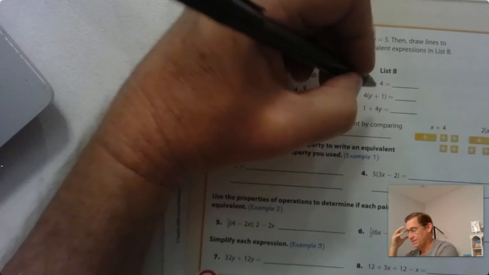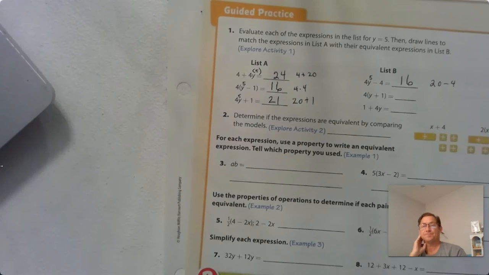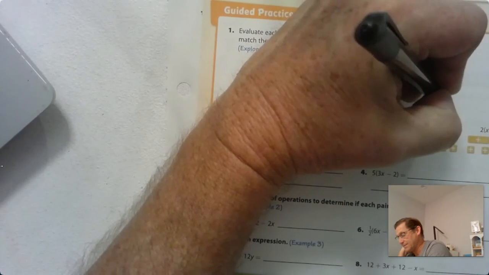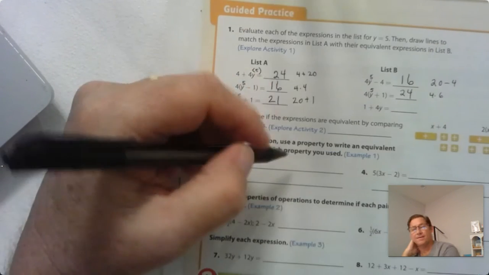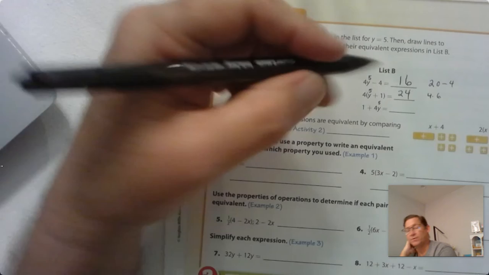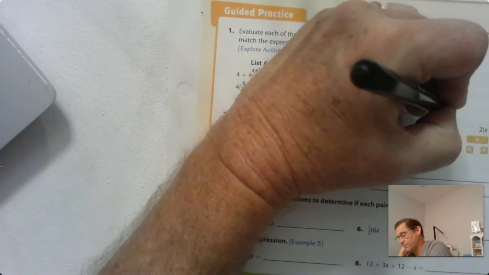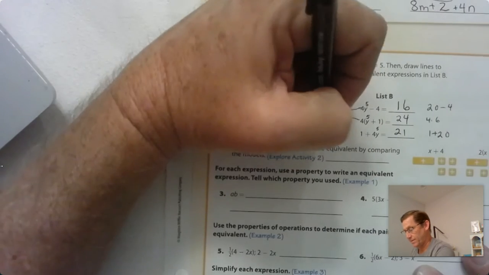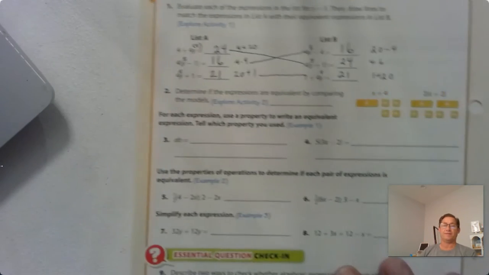All right, do the same thing for list B. Substitute 5 for y, and we get 20 minus 4, which gives us 16. 5 plus 1 is 6, and 4 times 6 is 24. And 1 plus 4 times 5. 4 times 5 is 20, plus 1, 21. All right, so those two are equivalent. These two are equivalent, and these two are equivalent.